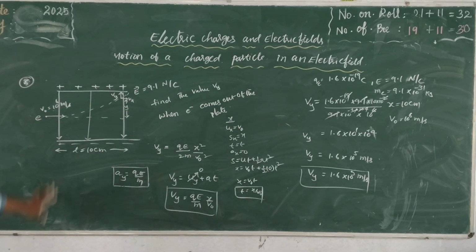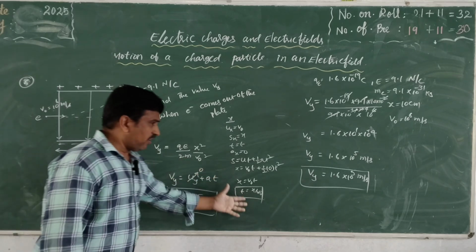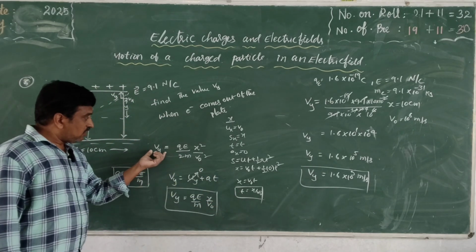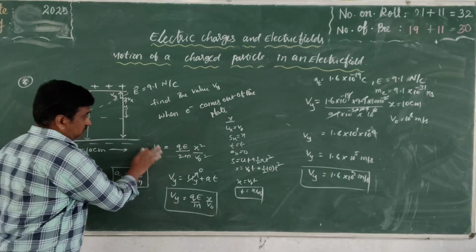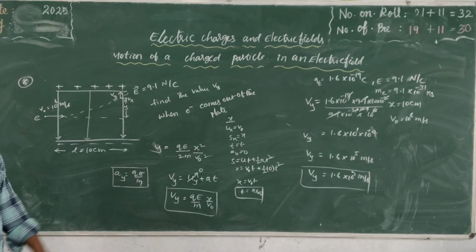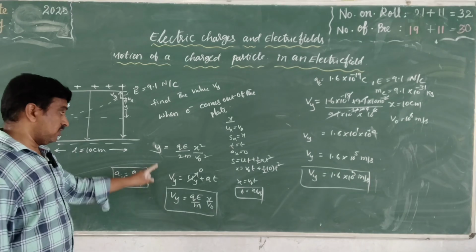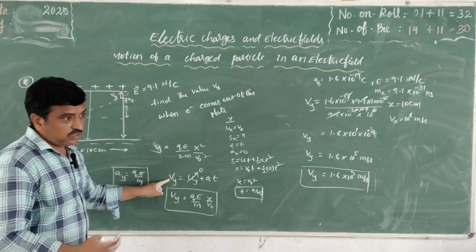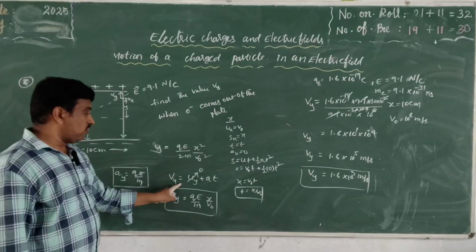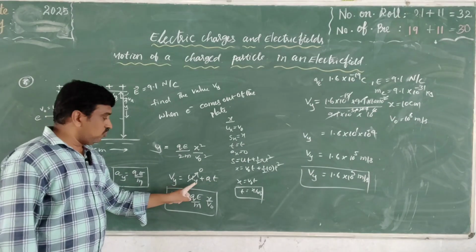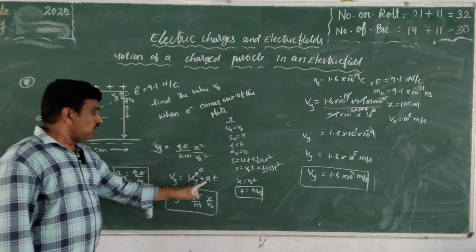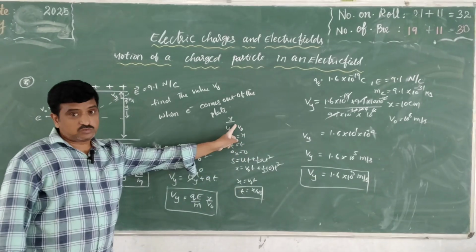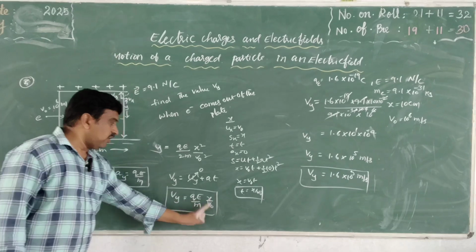For this, what can we do first? We find the t value and the y value. Sorry, this is the deflection along the y axis, not Vy. Now, the final velocity of the charged particle just as it crosses the plates: Vy equals u plus at, with uy equal to 0, so Vy equals at. From the equations of motion we find the t value, so we can write that t value here.